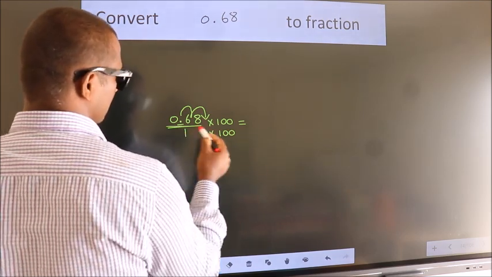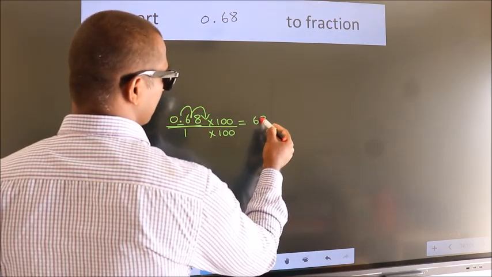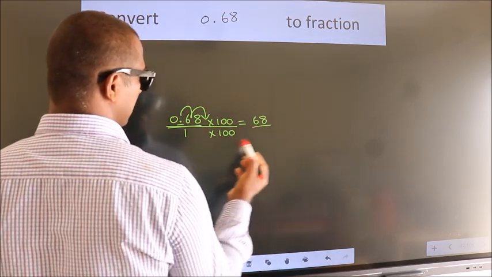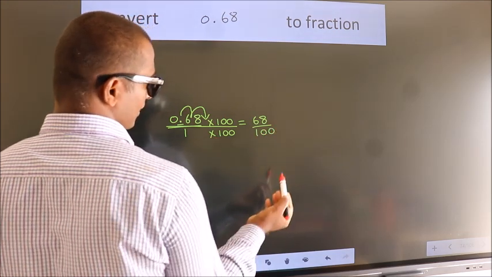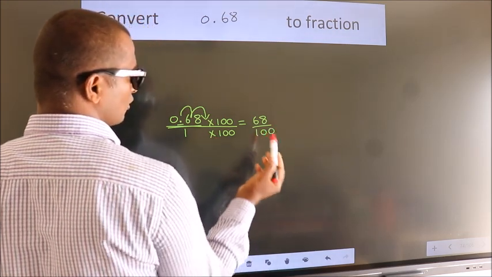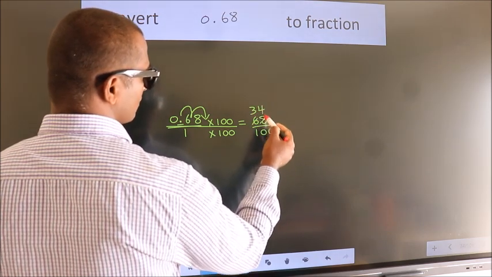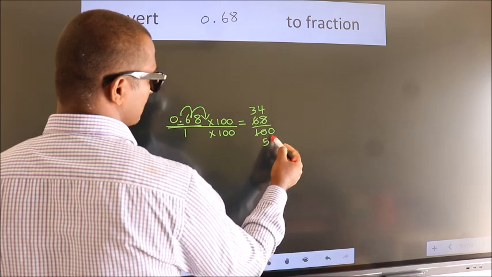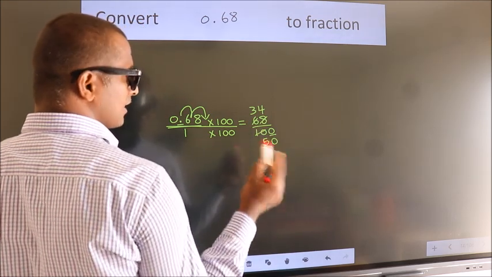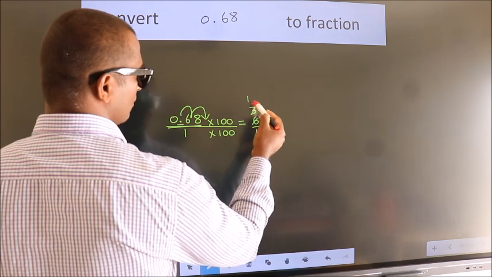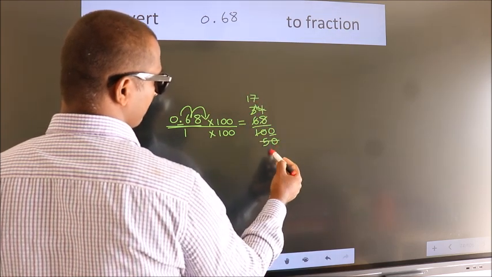Next, 0.68 times 100, we get 68. In the denominator, 1 times 100 is 100. Now, I cancel with 2. 2 threes are 6, 2 fours are 8, 2 fives are 10, this 0 as it is, down. I cancel with 2 again. 2 ones are 2, 2 sevens are 14, 2 twenty-fives are 50.